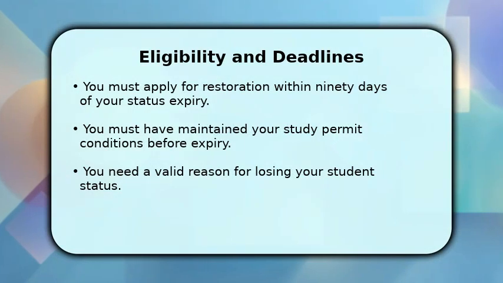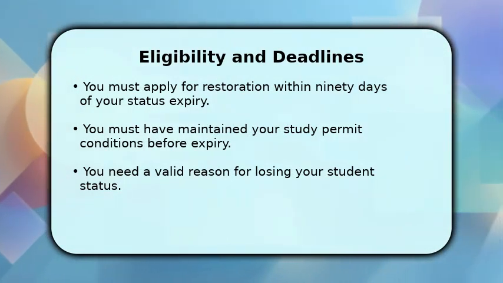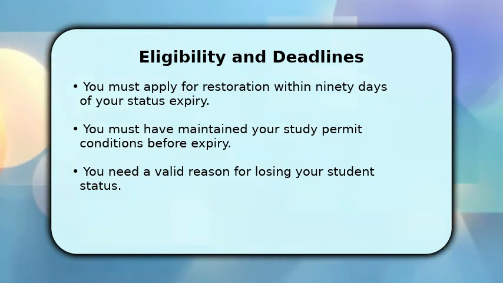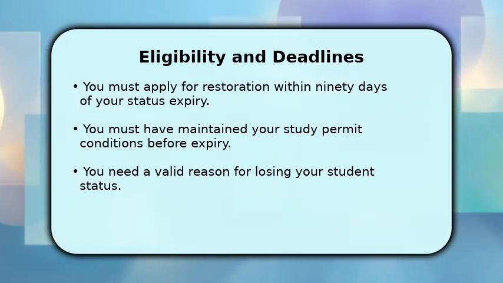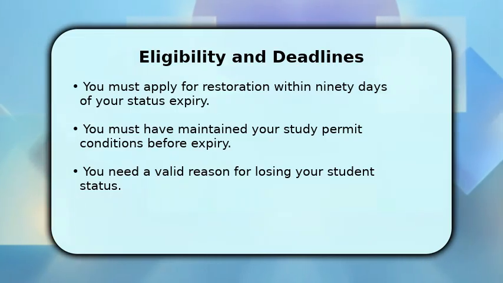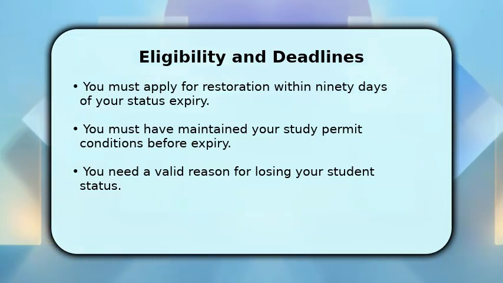To be eligible for restoration, you must apply within 90 days of your study permit expiring. It's also vital that you met all the conditions of your original study permit before it expired. You'll need to provide a clear and compelling explanation for why your status was lost. This application is a chance to explain your situation and demonstrate your commitment to your studies.